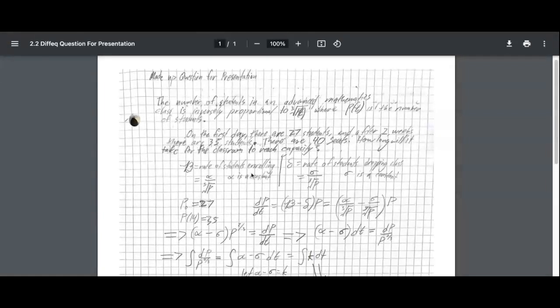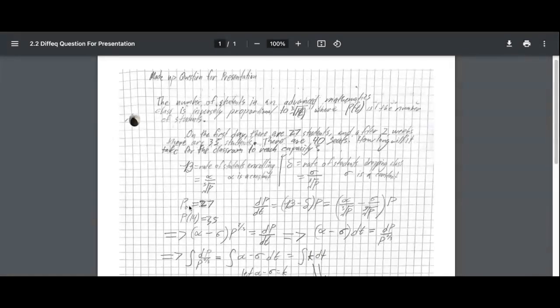So what we have to do is we'll just identify what's what first. So beta is the rate of students enrolling, and we can set that equal to alpha, or just a constant, over the cube root of p. And then the rate of students dropping out can be delta, and we could set that equal to sigma over the cube root of p.